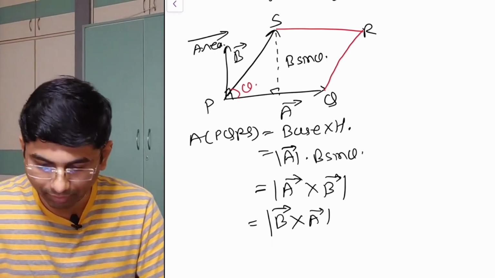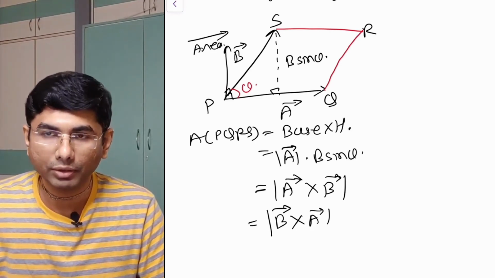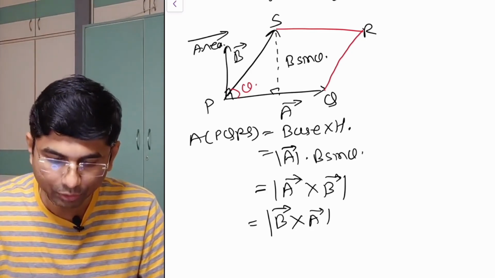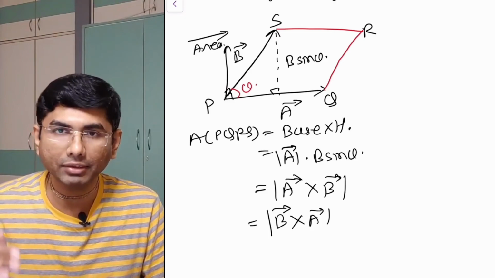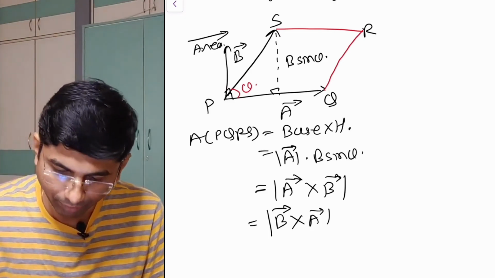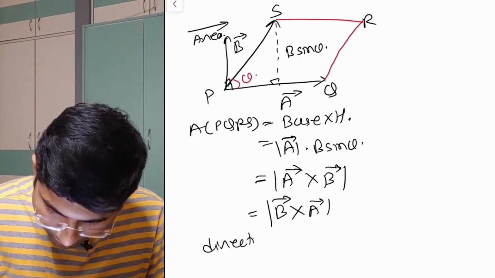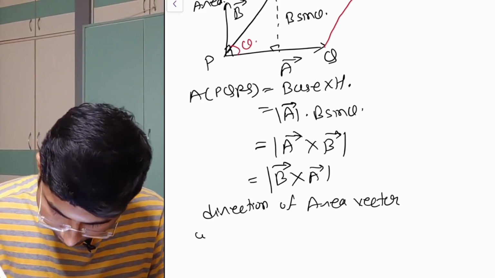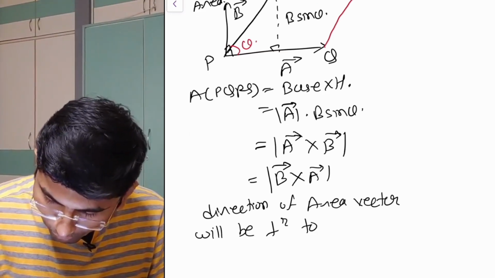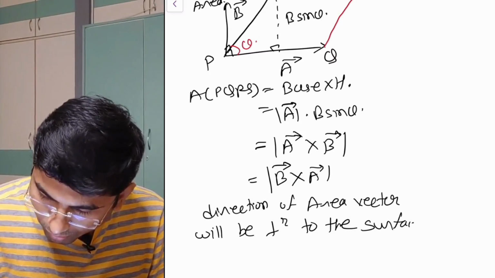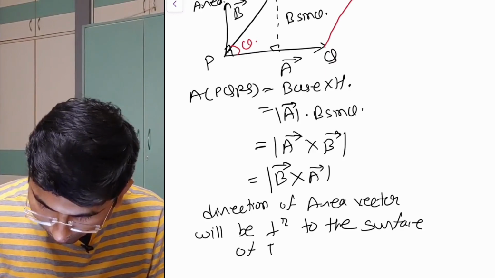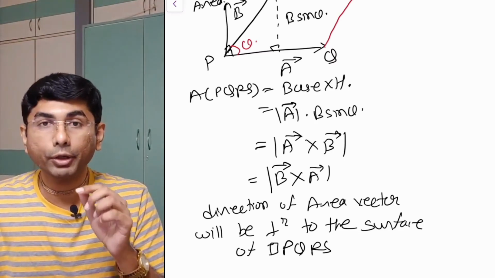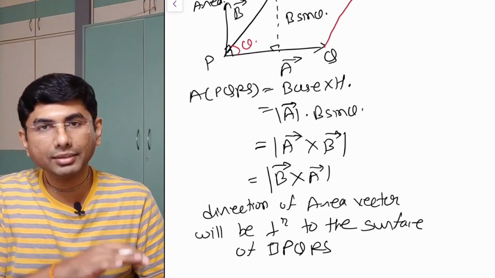So this formula, just by doing the cross product of two sides of a parallelogram, we can find out the area. The magnitude is going to give us the value of area, and the direction will be perpendicular to the surface of the parallelogram. Direction of area vector will be perpendicular to the surface of parallelogram PQRS. Whenever we say area, it doesn't mean that it is the surface.